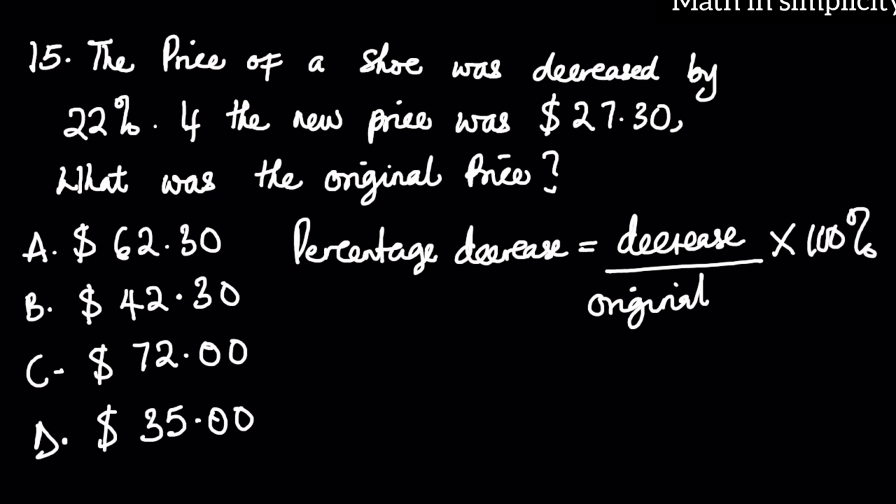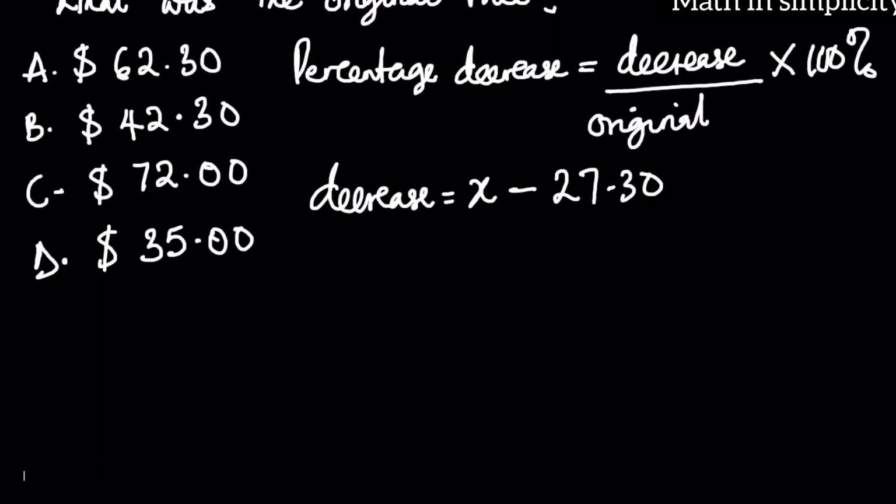So first of all, in order for us to use this relation, we need to know the decrease. So how do we get the decrease? We know that the decrease is the original minus the new price, right? Since we don't know the original price, that's actually what we're looking for. Let's just call it x. So the original, which is x, minus the new price, which is 27.30. So using this now, we can find the original price.